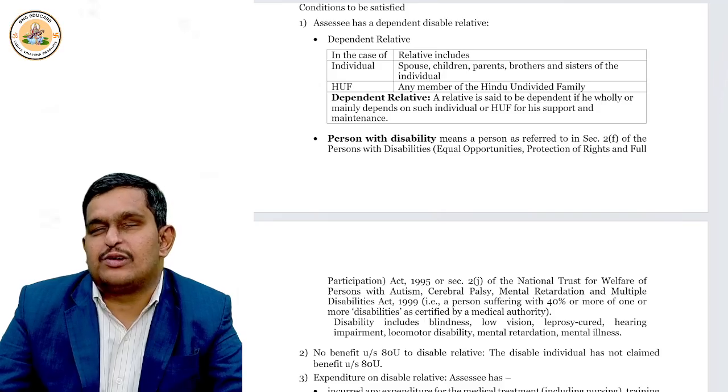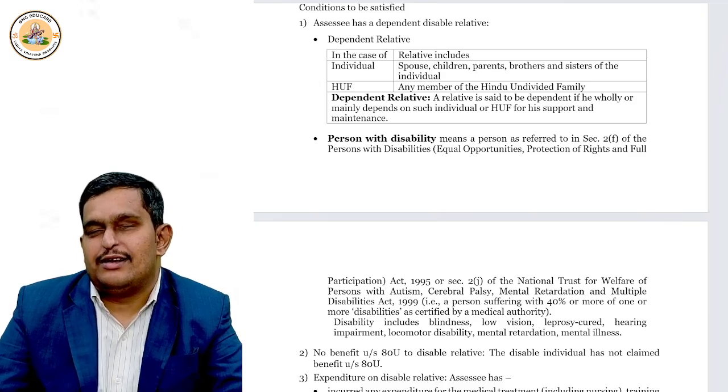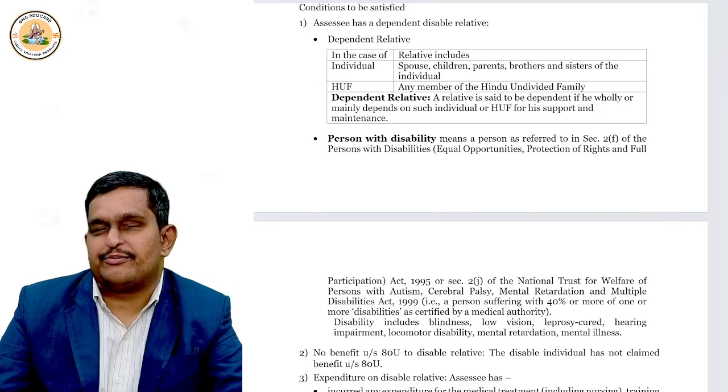My father was to claim the deduction under 80D. So I am a disabled person, and my father was to claim the deduction. That means if there is a disabled relative, the person who is maintaining can claim the deduction.